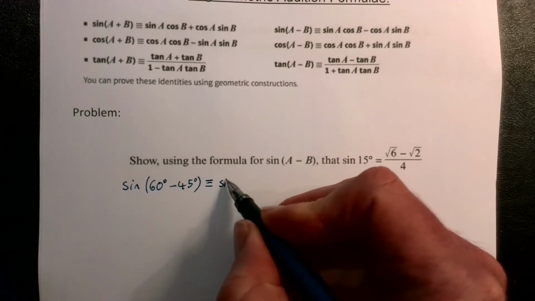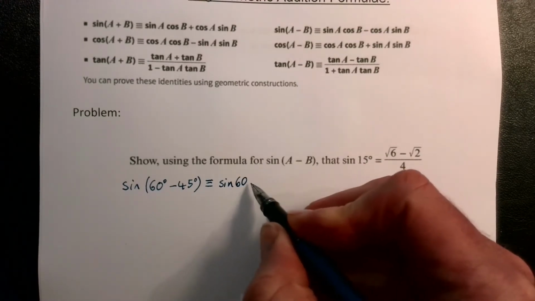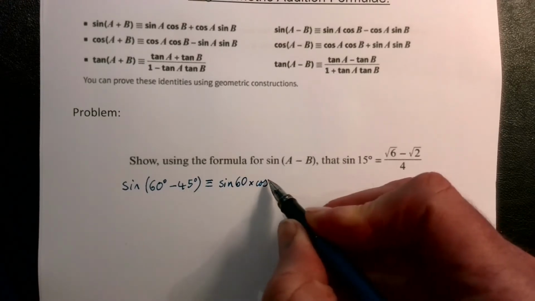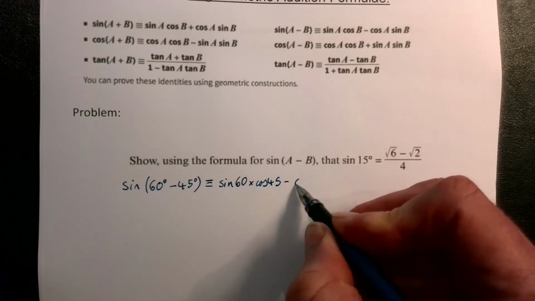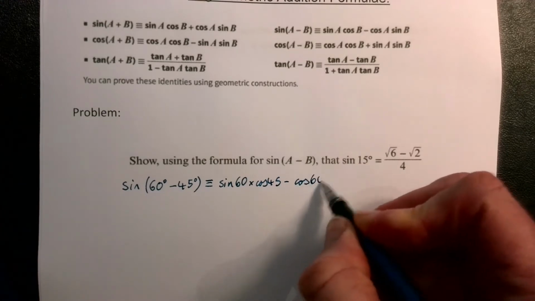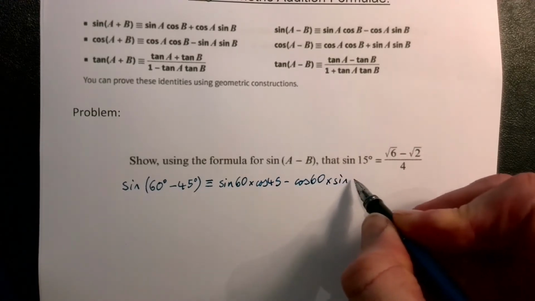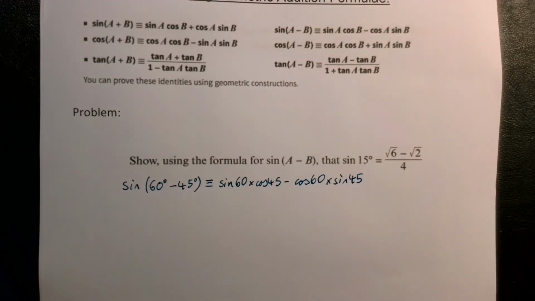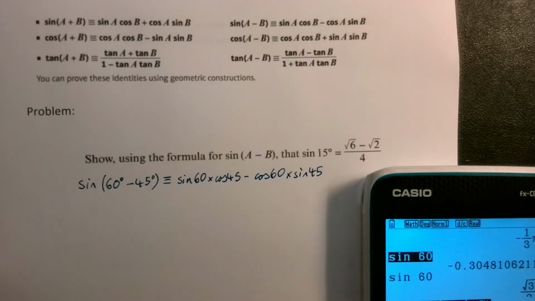Anyway, carrying on, I'm going to copy down from the formula there. So this would give us sin 60 times cos 45 take cos 60 times sine 45. And at this point you need to remember what the values are. An easy mistake to make is to not check your calculator is in the right setting, because if you put sin 60 and get that out, that means it's in radians instead of degrees.